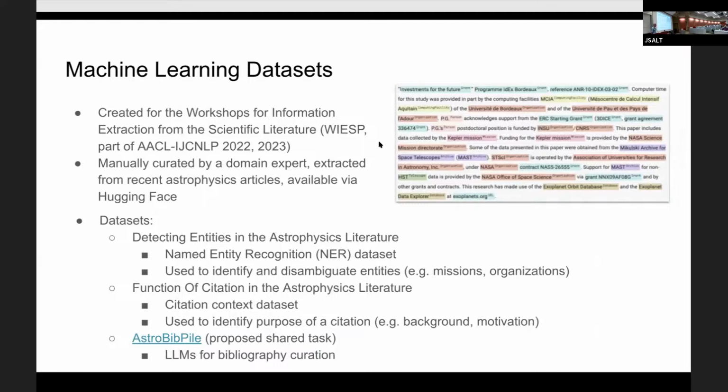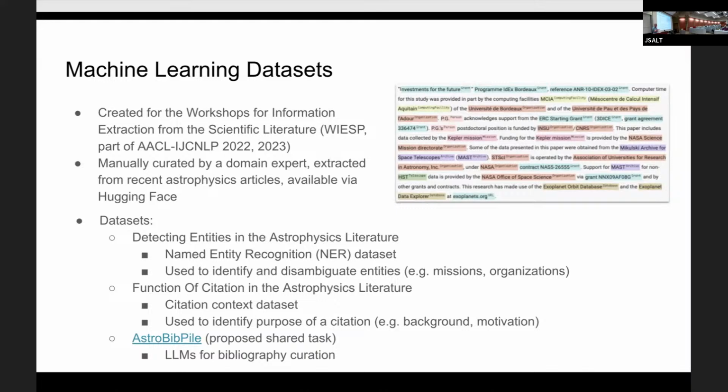The machine learning data sets that I mentioned, we have made them available. We created them as part of shared tasks for a workshop called the Workshop on Information Extraction from Scientific Papers that was held in 2022 and 2023. The next one will be in 2025. Here's an example of labeled data, which is, again, named entity recognition using specific labels that are important for research in astronomy. So we're looking at telescopes, missions, wavelengths, and things like that. All of this is available on Hugging Face.